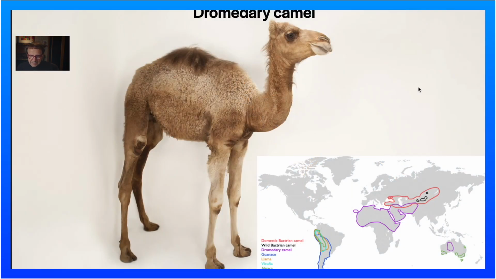So this is the dromedary camel. There are different kinds of camels and camelids, as you may know. And here there's the Bactrian camel, domestic and wild, and the dromedary. Then we have the guanaco, llamas, vicuñas, and alpacas, the camelids. And these colored areas are the ranges of these animals. The one we're concerned with is the dromedary camel.